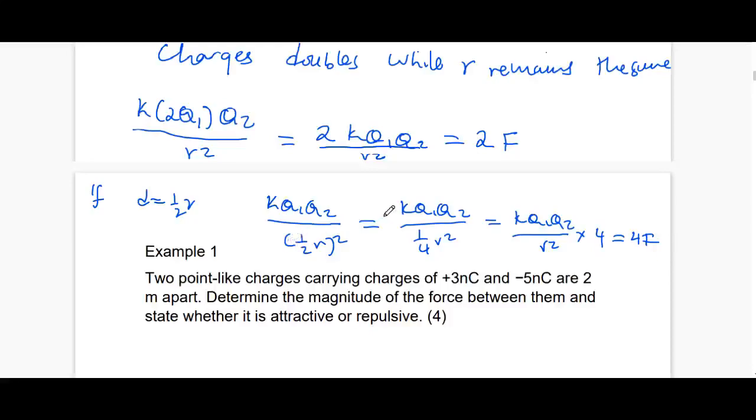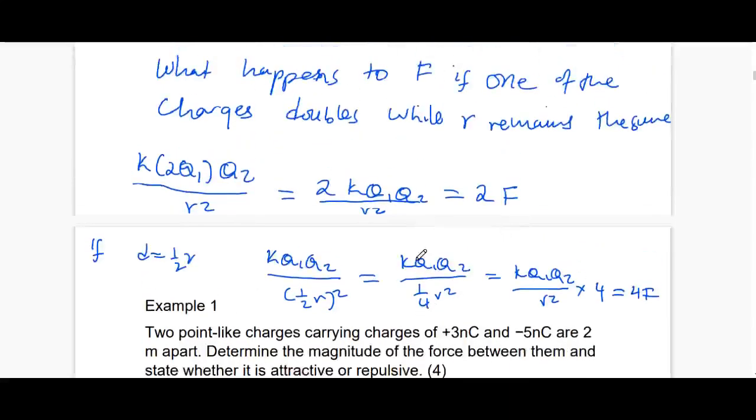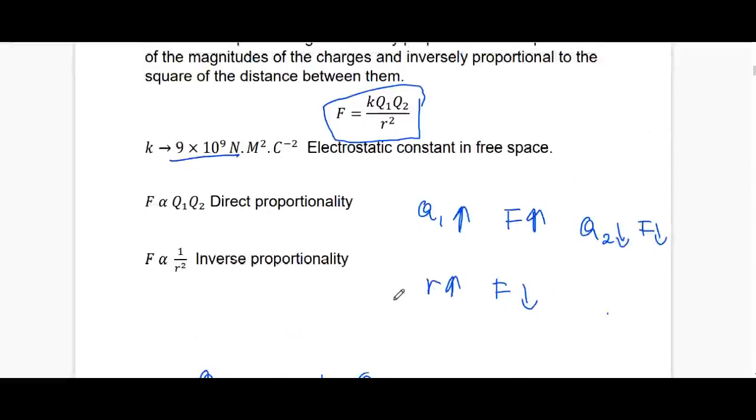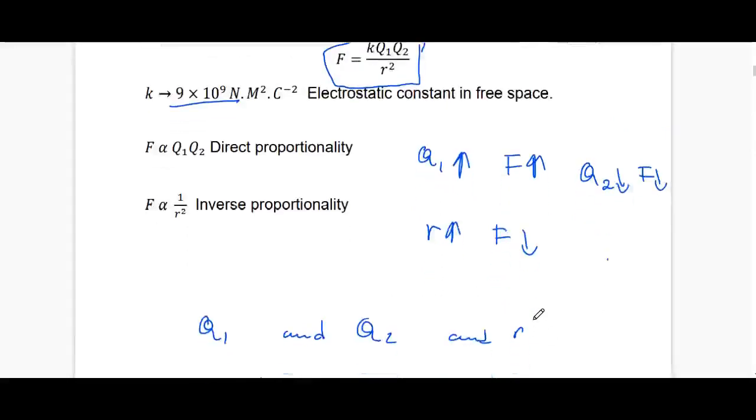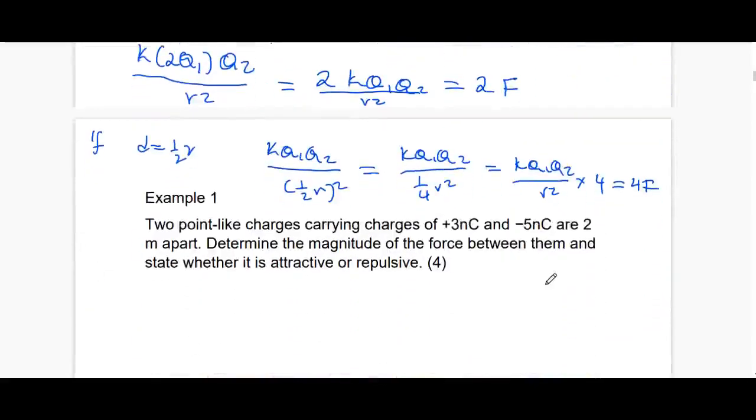Now this relationship tells us about inverse proportionality, because the distance is decreased but the force is increased. When r is decreased, F is increased. Know how to answer this kind of question, because they ask these questions in multiple choice, guys.